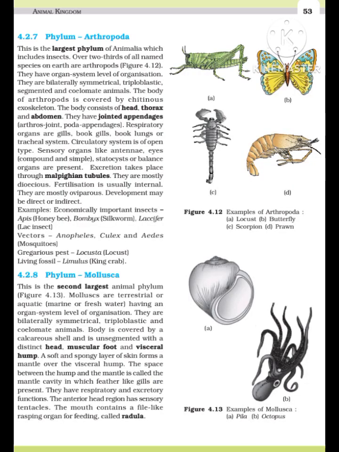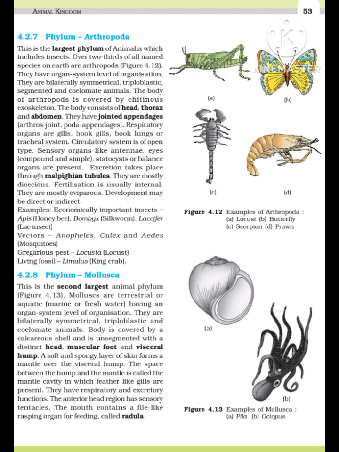4.2.7 Phylum Arthropoda. This is the largest phylum of Animalia, which includes insects. Over 2/3 of all named species on Earth are arthropods, Figure 4.12. They have organ system level of organization. They are bilaterally symmetrical, triploblastic, segmented and coelomate animals. The body of arthropods is covered by chitinous exoskeleton. The body consists of head, thorax, and abdomen. They have jointed appendages: arthros, joint; poda, appendages.